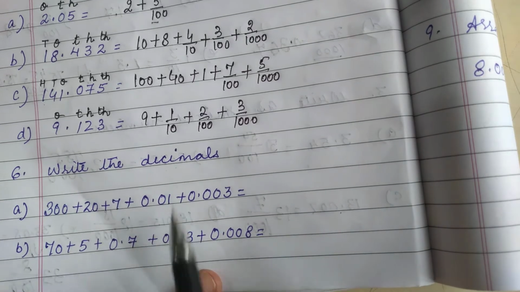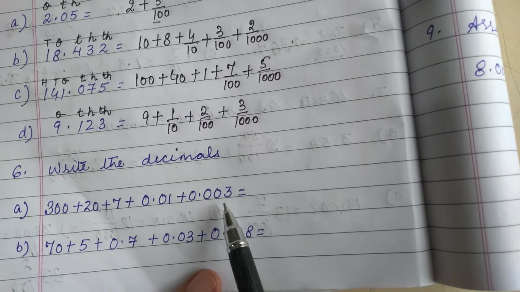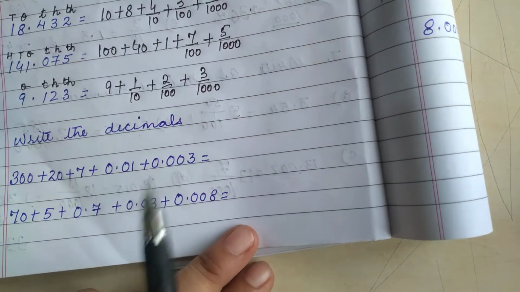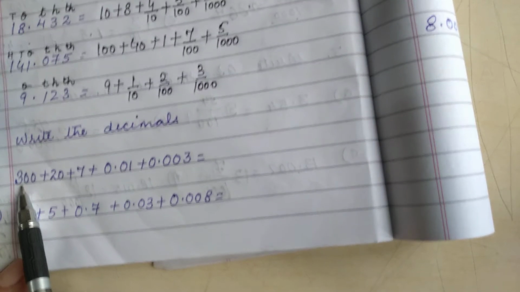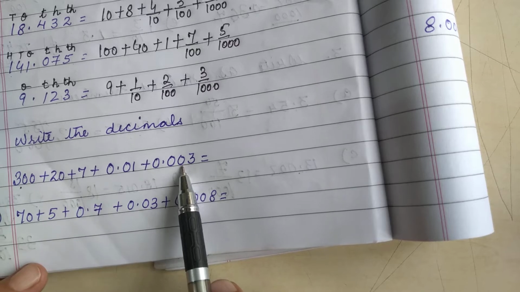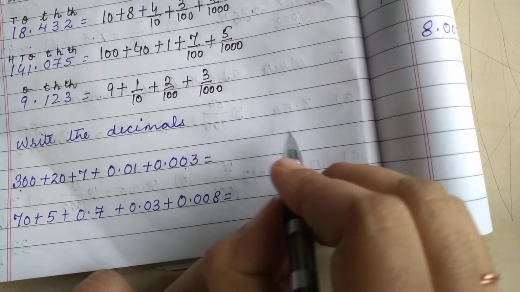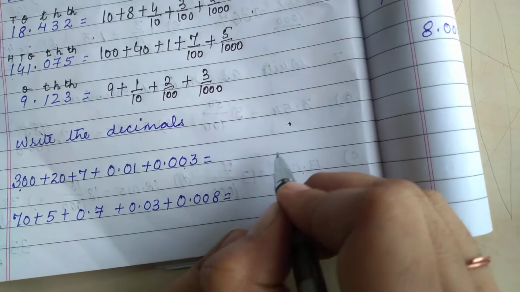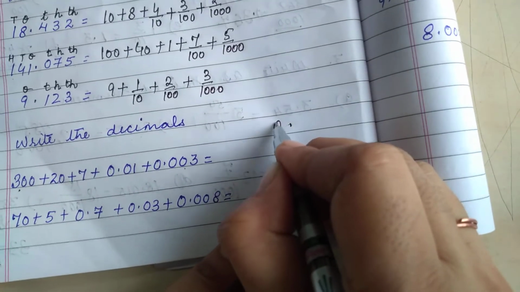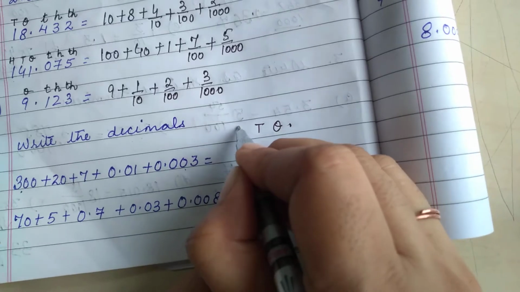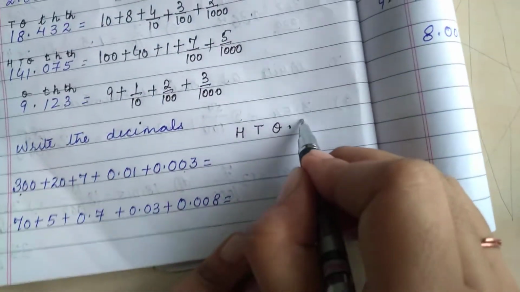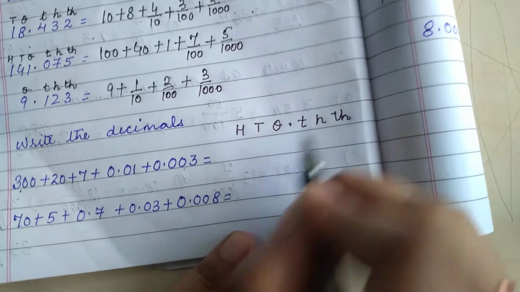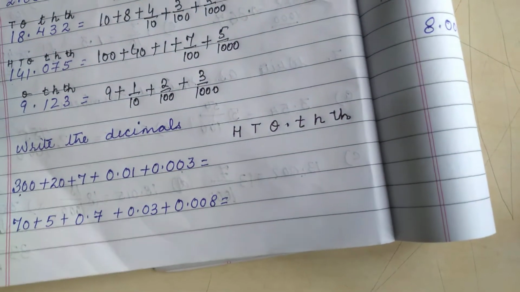Now here write in decimal. They have given the expanded form, so we have to write it in decimal. So first of all, we'll write their place values. This starts with the hundreds place and finishes at the thousandths place. So first of all, we'll write their places: here ones, tenths, hundredths, thousandths.